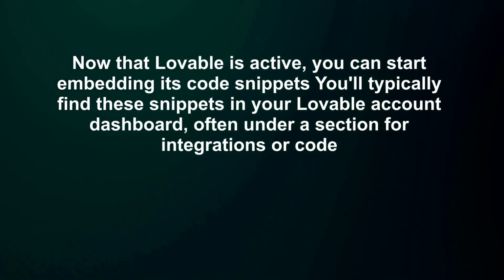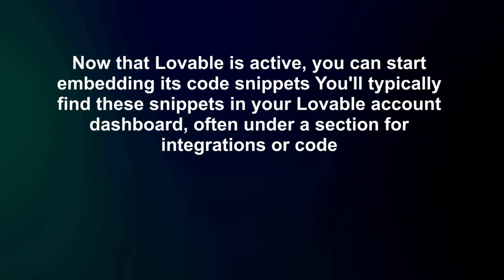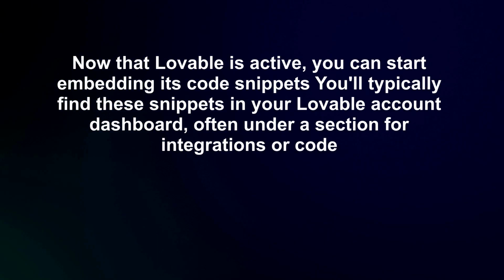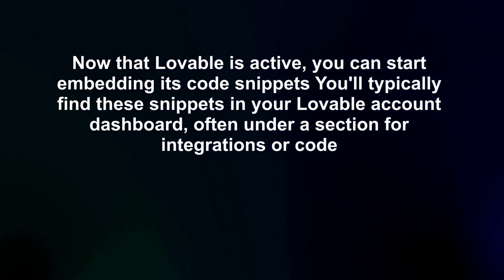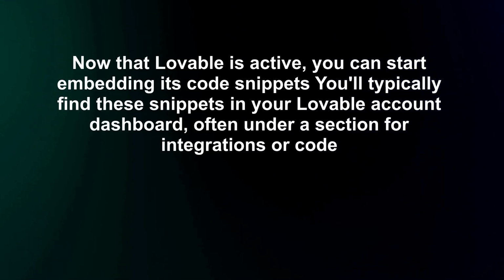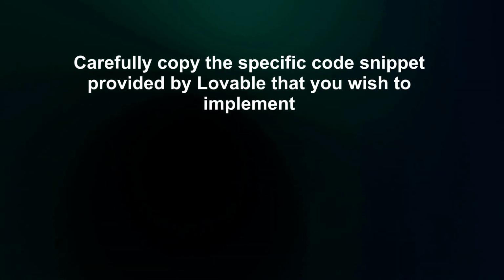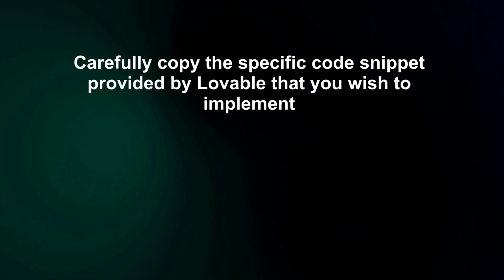Now that Lovable is active, you can start embedding its code snippets. You'll typically find these snippets in your Lovable account dashboard, often under a section for integrations or code. Carefully copy the specific code snippet provided by Lovable that you wish to implement.